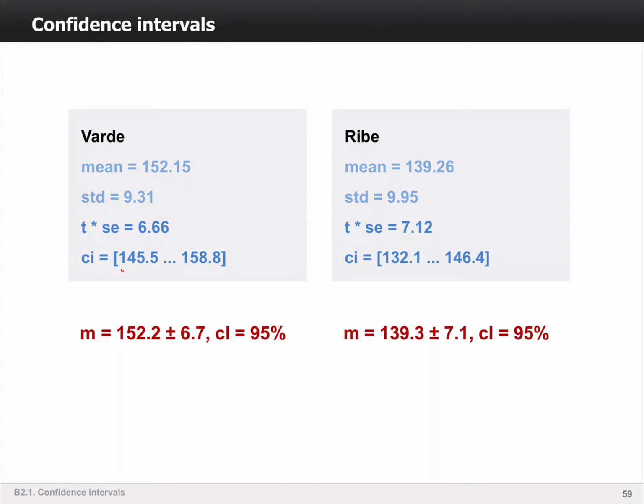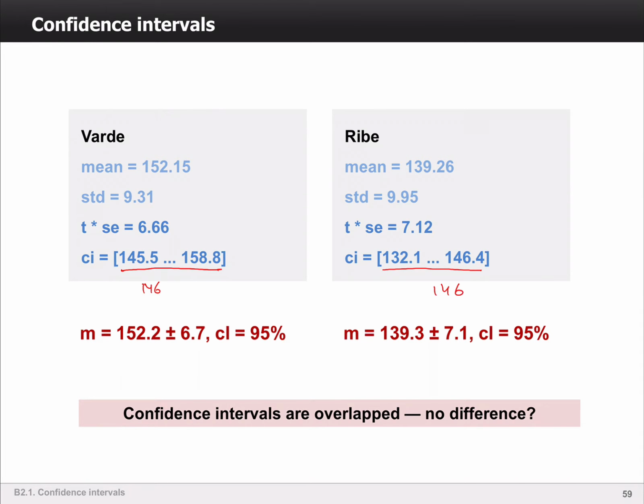If you look at our calculated confidence intervals for both rivers, you can see that they are overlapping. For example, if we take 146, they both contain 146, okay? So does it mean that if they are overlapped, we don't see a statistically significant difference, okay?